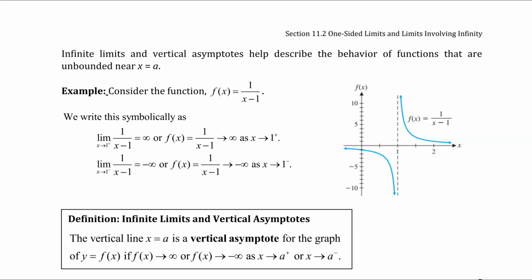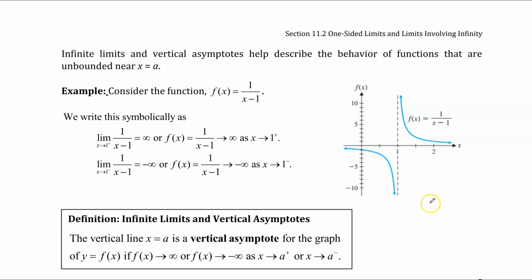Infinite limits and vertical asymptotes. Let's begin by defining infinite limits. Or when do we use infinite limits? Now, infinite limits and vertical asymptotes will help us describe the behavior of functions that are unbounded near a particular x value. For instance, let us consider the function 1 over x minus 1.